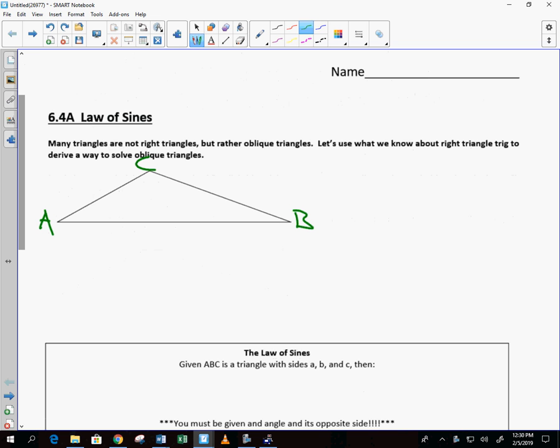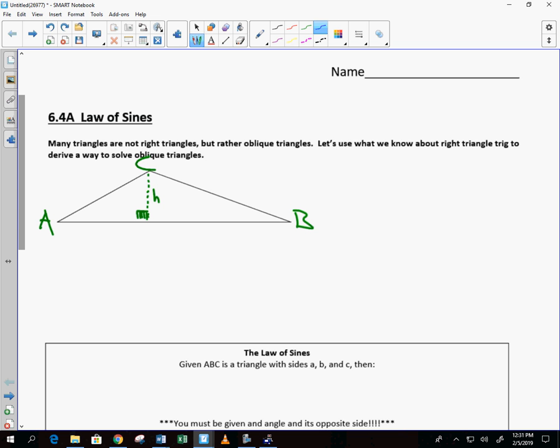So I've got A, B, and C. I've got a triangle, does not have a right angle. I'm going to create a right angle by dropping a height or an altitude. Forms a 90-degree angle. You might say that's cheating. Don't worry, I'll get rid of it. Settle down. My question to you is, what is this side right here?